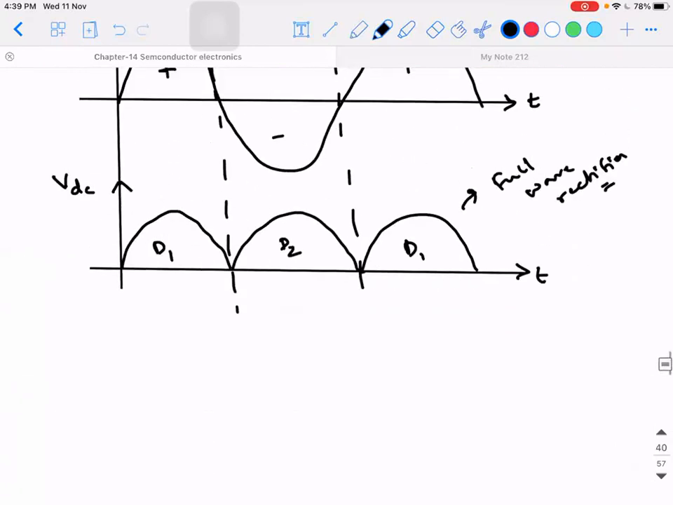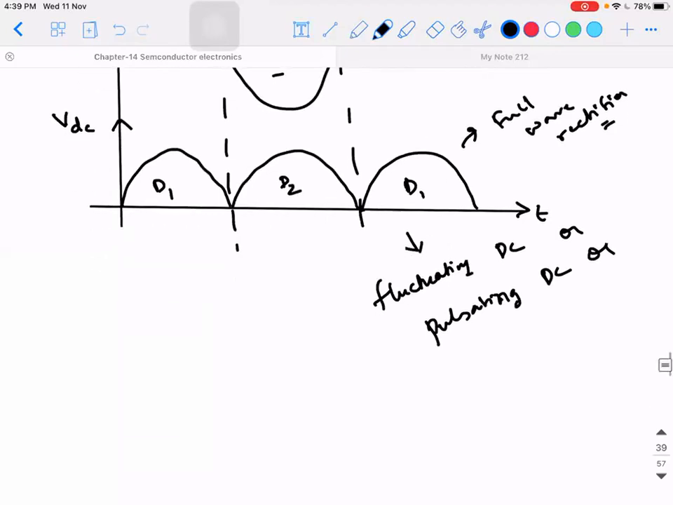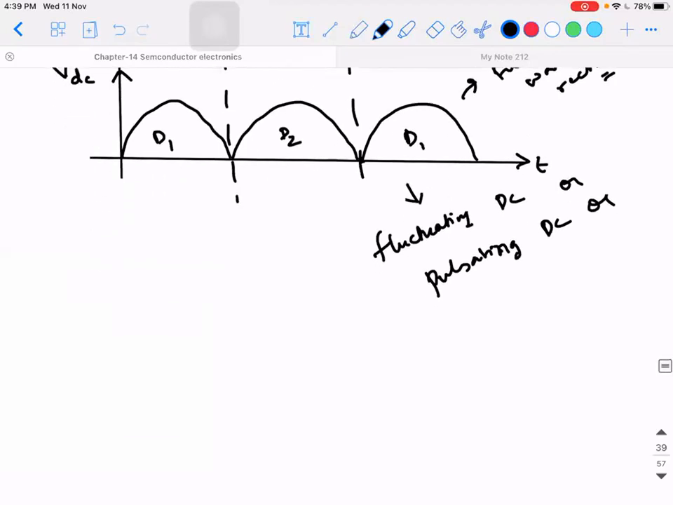Okay. So one important point is this is either called fluctuating DC or pulsating DC, or they also call it unregulated voltage, because it's not regulated, it's fluctuating, it's not stabilized. So, clear?